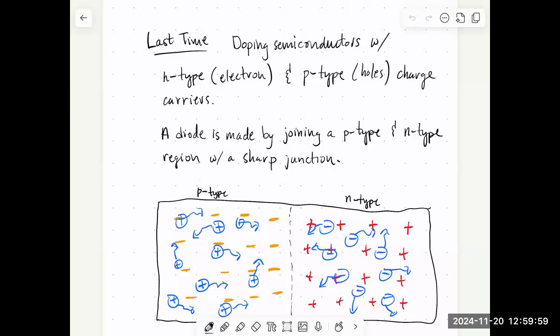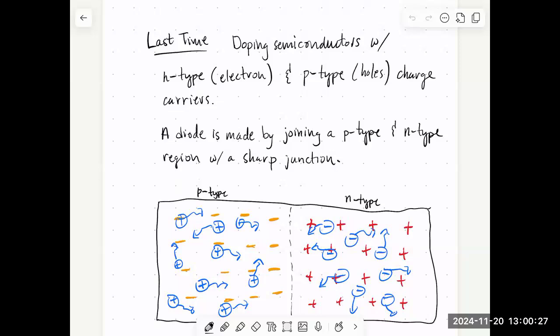Hey, I hope everyone's doing well. What I hope to accomplish today is two things. One is I want to finish our discussion of diodes and try to understand why they operate as one-way valves for the flow of charge. And two, I hope we can preview what we're going to do in the lab tomorrow as we start the final project.